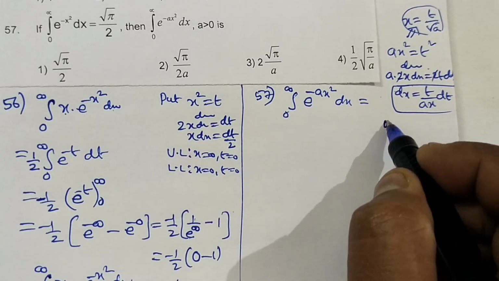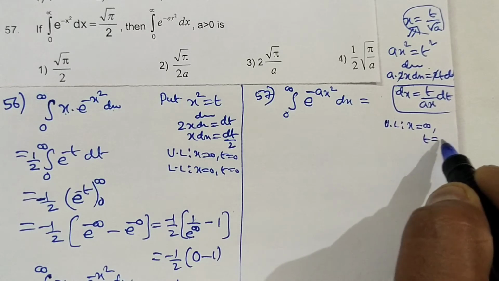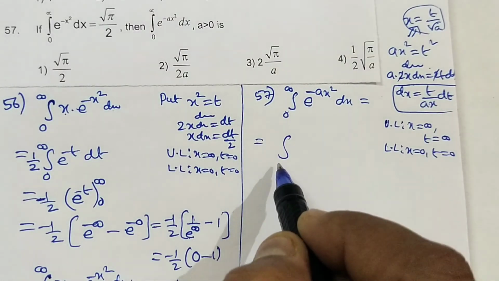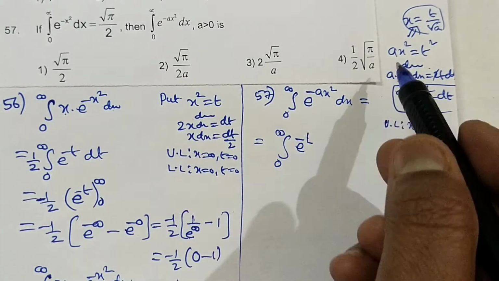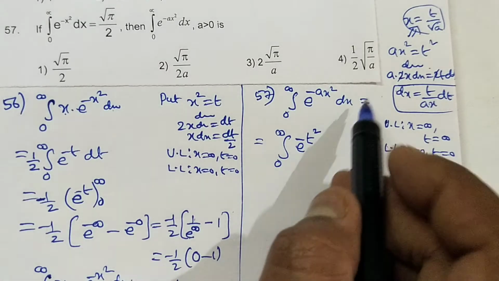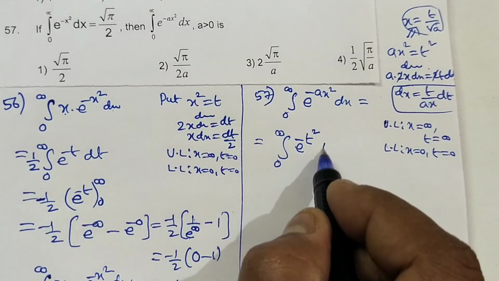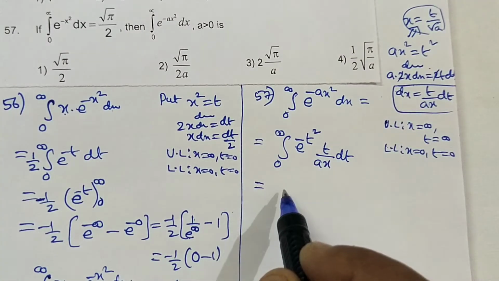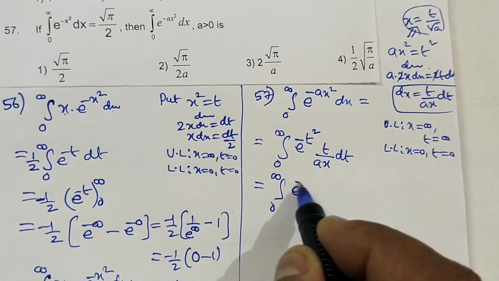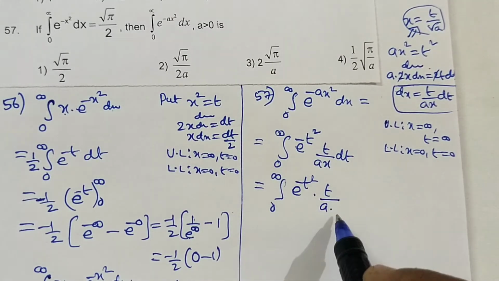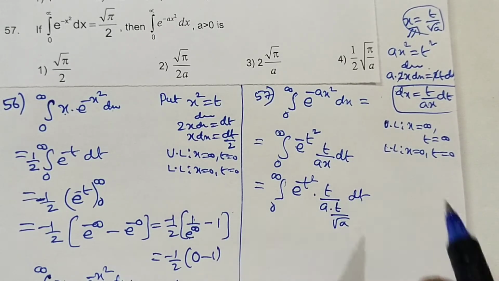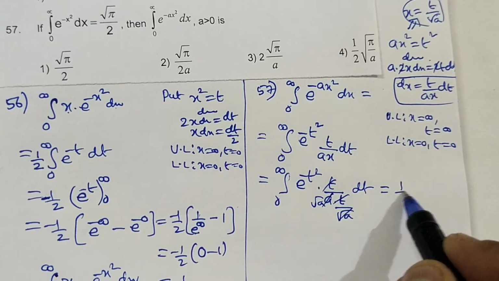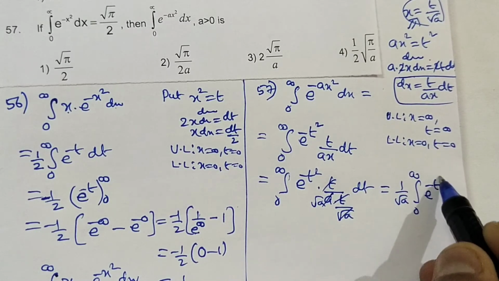So the limits are also the same. Upper limit: when x is equal to infinity, t value is also infinity. Lower limit: when x is equal to 0, t value is also 0. So integral 0 to infinity e power minus t square, since a x square equal to t square, and dx value is t by a x into dt. So x value is t by root a only, no? So integral 0 to infinity e power minus t square into t by a into x value t by root a into dt. So t t get cancelled, root a will become numerator, and root a times will be cancelled, which is equal to 1 by root a integral 0 to infinity e power minus t square into dt.